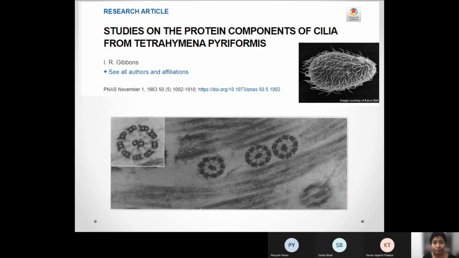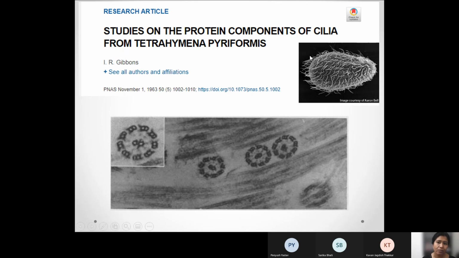So the existence of dyneins has been known for almost, I would say, 70 years now. But it's only very recently that people are beginning to understand how dyneins function, as in how the structural elements come together to make this motor work. And yet there is a lot that is not known about dyneins. This is the first paper, you can see 1963, where dyneins have been described.